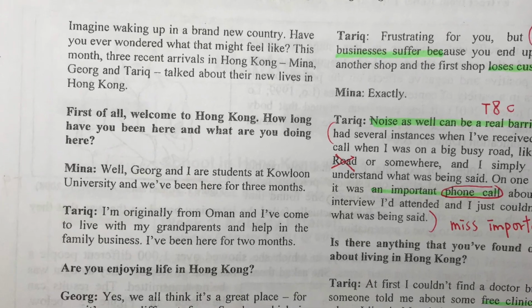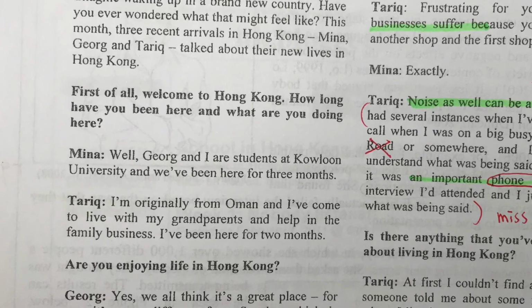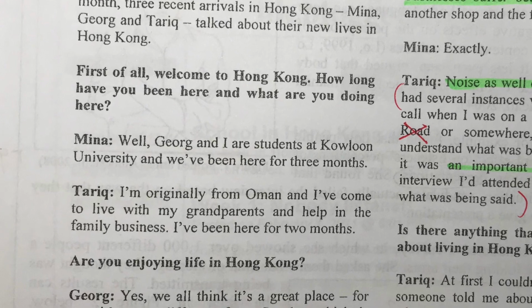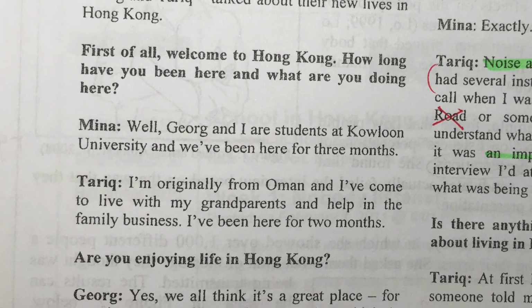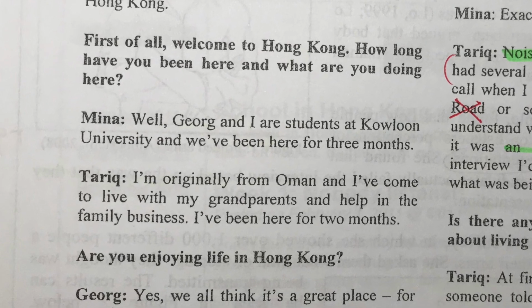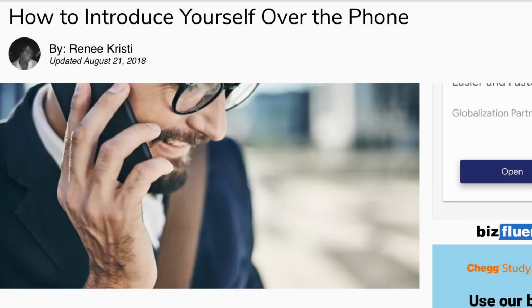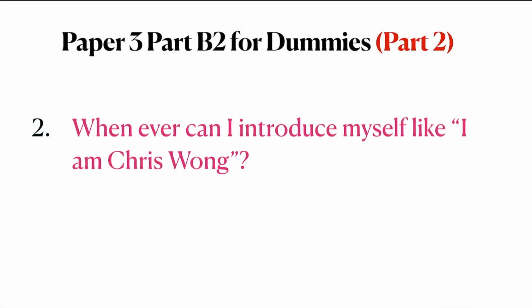2012, we find this interview. These people are introducing themselves. Well, George and I are students at Kowloon University. I'm originally from Oman, but what are they doing there having an interview? So this is not the same. This is spoken communication, and actually they are just answering the question the interviewer asks about who they are. So we are coming back to the same conclusion that self-introduction happens during oral communication. So obviously the answer to this question is also never, because this is a writing exam, paper 3, integrated skills, not speaking.